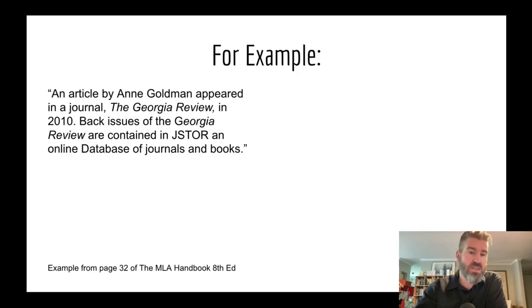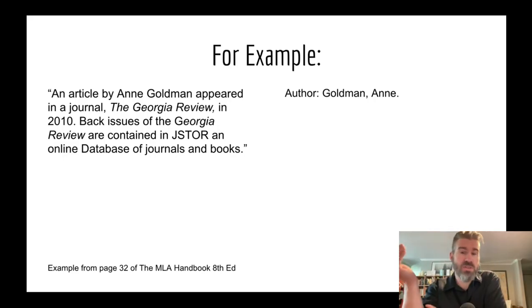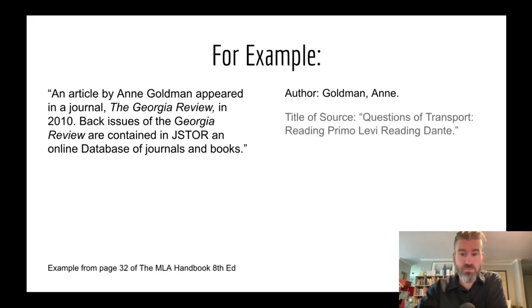Now, there's one thing missing from what they give us here, and that's the title of the source, right? They give us the author, the Georgia Review is the container, and then we get a secondary container, which is JSTOR. So I have my author, Goldman, comma, and again, always author's last name and then first name. And even in writing about sources, I always refer to authors by their last name. That's the MLA convention. The title of the source, so this is what they didn't give us on the left-hand side, is Questions of Transport, Reading Primo Levi, Reading Dante. Then the next thing I get is the container, which is the Georgia Review.